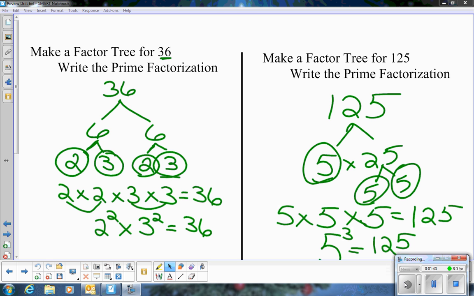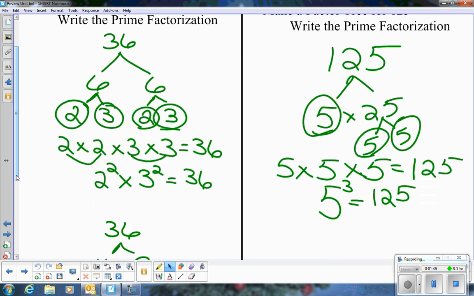I did 6 times 6. I could have done 4 times 9. Doesn't matter, as long as you come to the same end, which is the 2 and the 3. Every time you get to a prime number, you circle it and you stop. Some people stopped on a homework, like one example, I saw somebody leave a 4 and stop. 4 is not prime. You have to keep going.